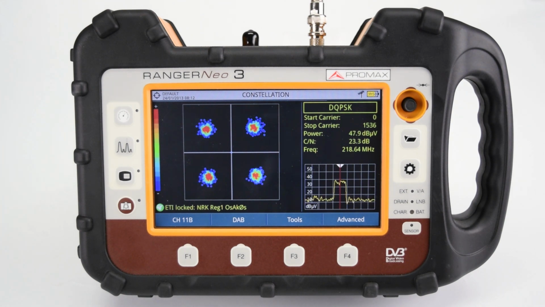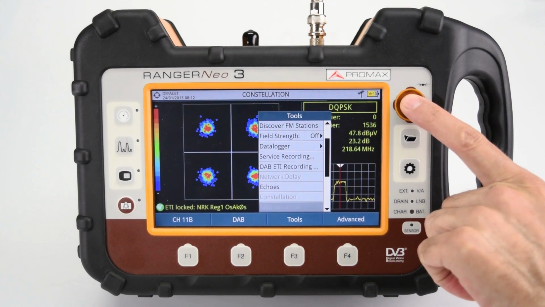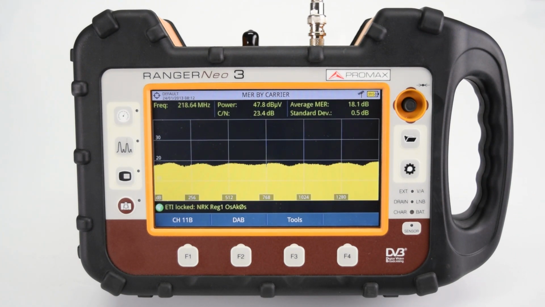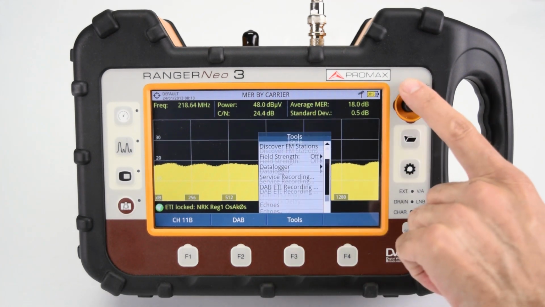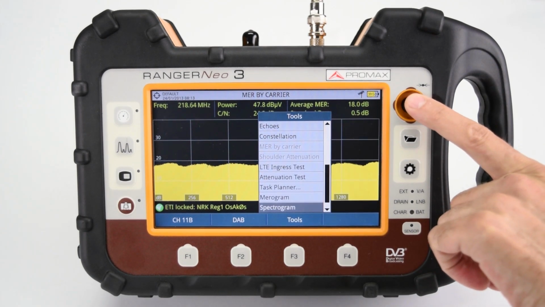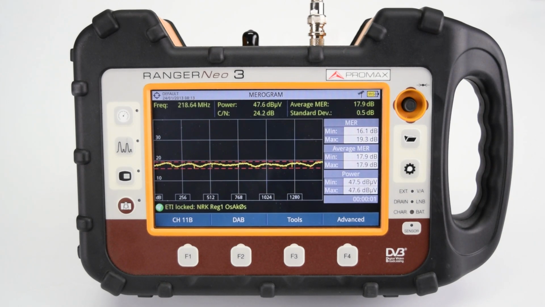Again, under Tools, we can access the MER by carrier. That is the average MER on the top right and the MER of the individual subcarriers on the graphic. Similarly, we go down here to merogram, and we will be able to record the MER over time.